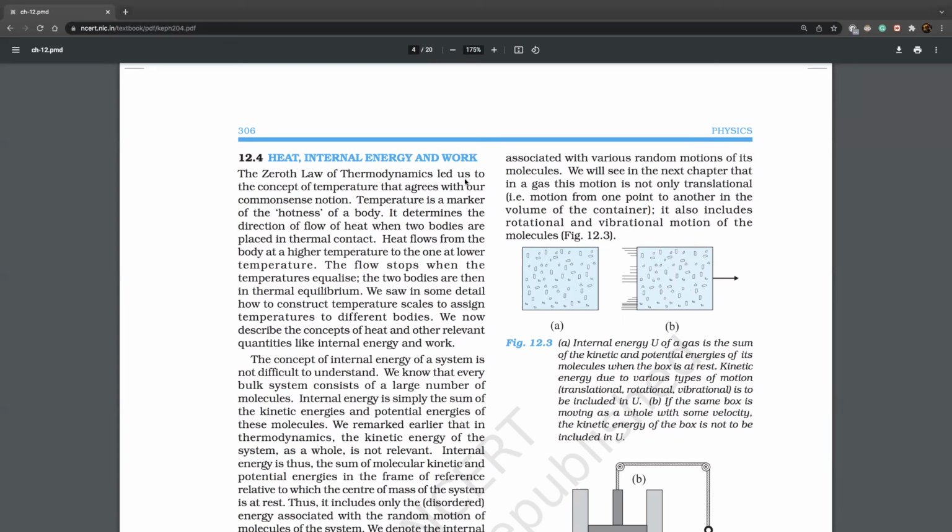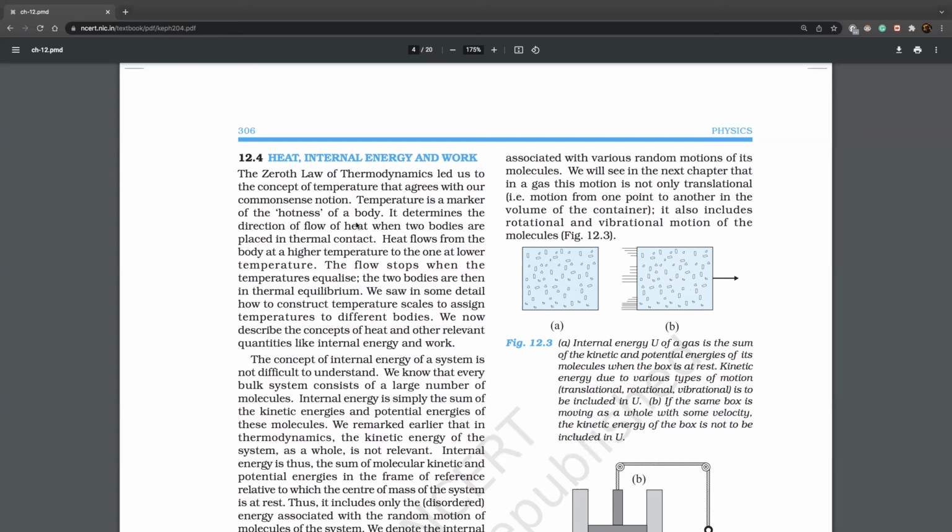The zeroth law of thermodynamics led us to the concept of temperature that agrees with our common sense notion, obviously. Temperature is a marker of the hotness of a body. It is what we use to measure the degree of heat. That's why it's called degree, I guess. We use it to measure the degree of heat, how hot something is.